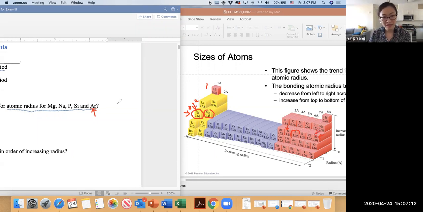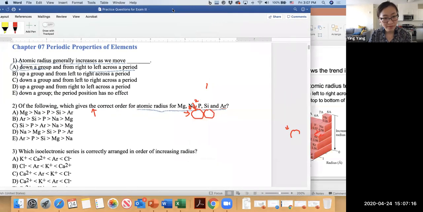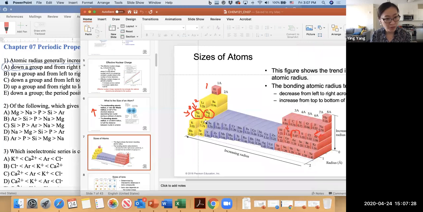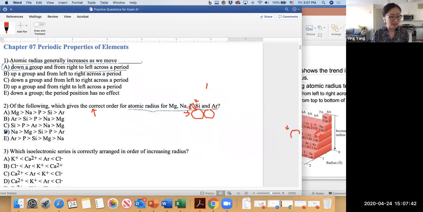And let's see. The order they are arranging is from the largest to the smallest. So which one would be the largest? Sodium would be the largest, and the answer would be D. Let's double check. Argon would be smallest, and here for D, argon is the smallest. So the answer is D. Let me double check, yes.